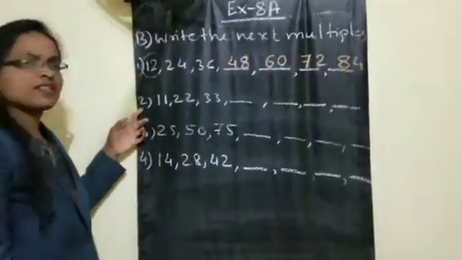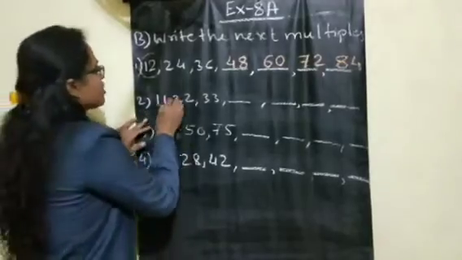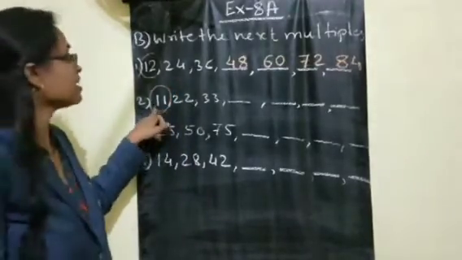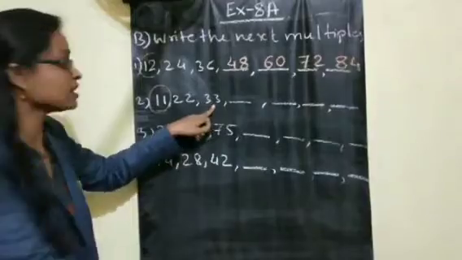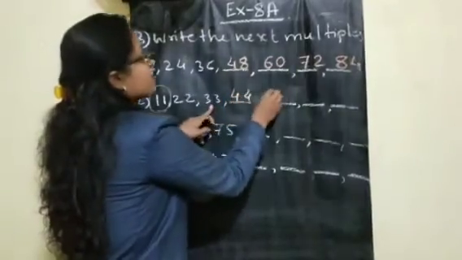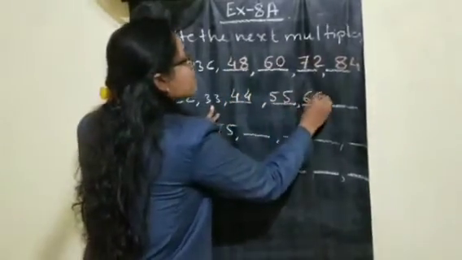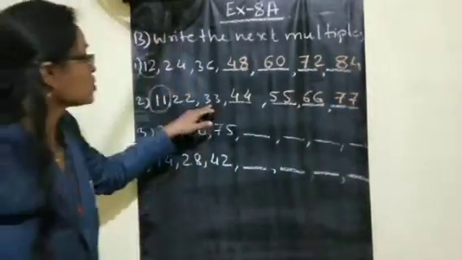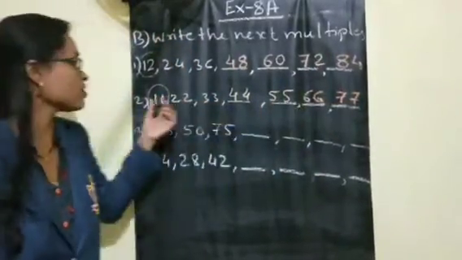In a similar way, let us try the second example. Here we have to find out the multiples of 11. 11 twos are 22, 11 threes are 33, 11 fours are 44, 11 fives are 55, 11 sixes are 66, 11 sevens are 77. So these are the continuous multiples of 11.